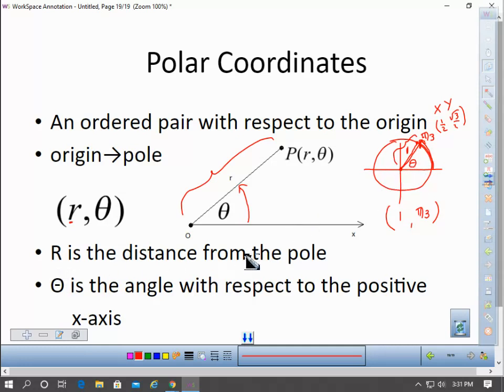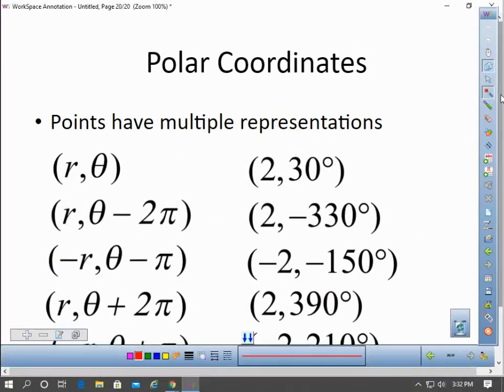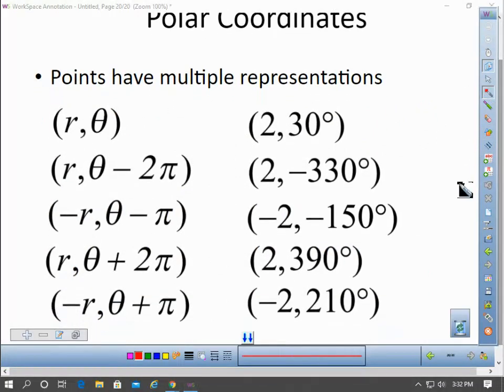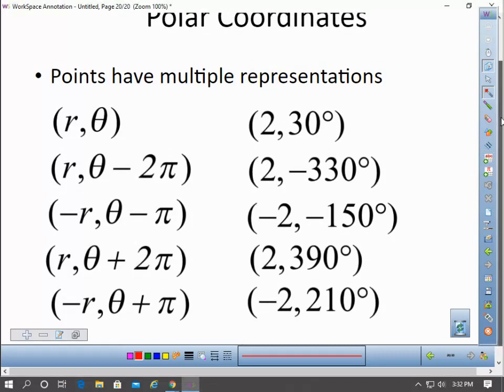All right, so r is your distance from the pole, which is the origin, and theta is your angle with respect to the positive axis. All right, so polar coordinates are the distance from the pole, comma, the angle of rotation, like going around the unit circle. All right, so now, in polar coordinates, a point can have multiple representations.